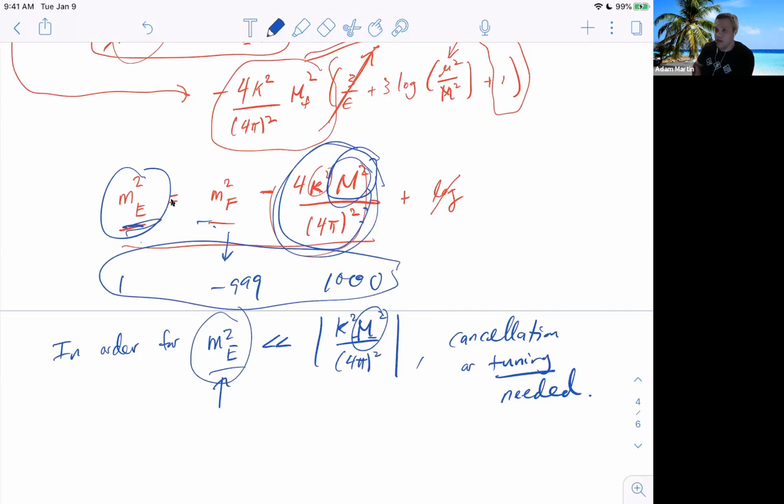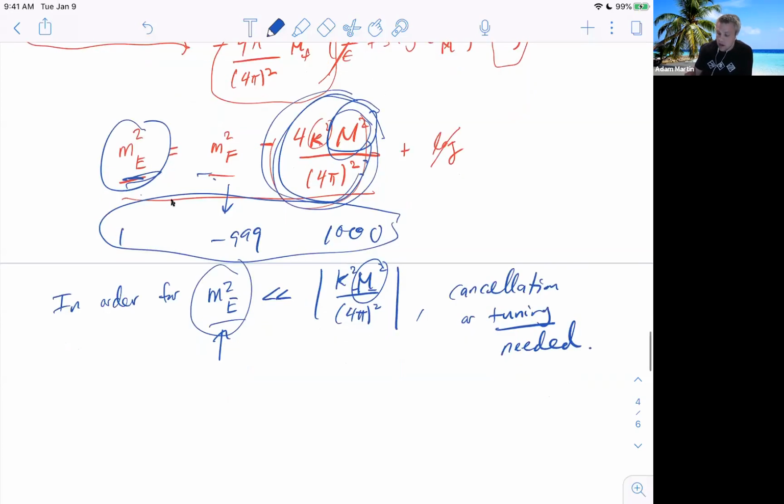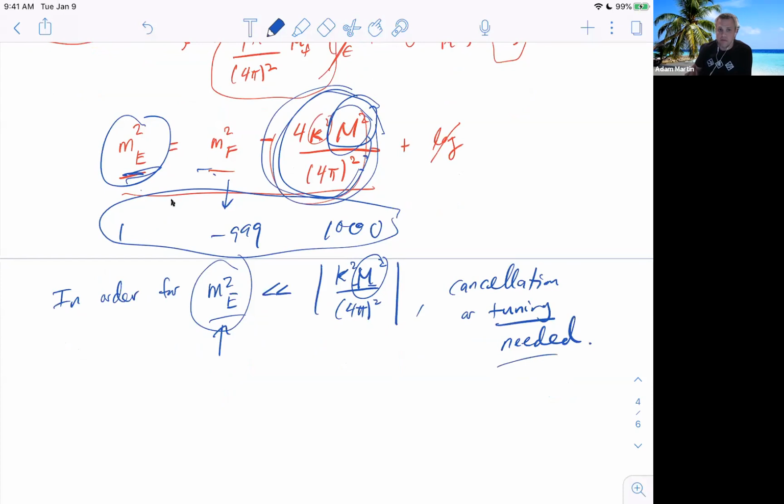Sure, even if kappa is very, very small, M could be very, very, very big. Take M to be physics at 10 to the 16 GeV. This doesn't tell us the degree of the cancellation, and perhaps there is a reason why kappa has to be very small. I'm just saying that this is a starting warning that there has to be something going on, some cancellation. Let me not get ahead of myself. But this is the correct statement of the hierarchy problem.